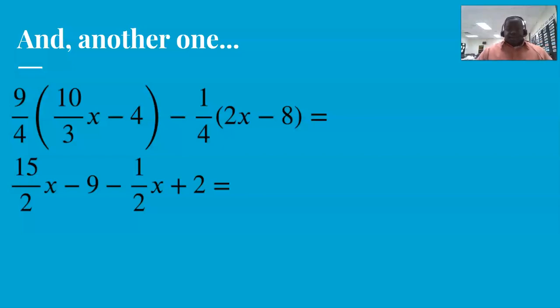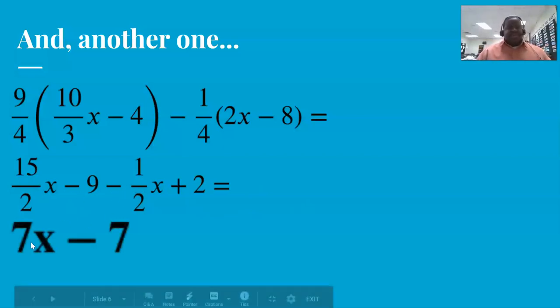Here again, I want to point out, be careful about your signs. Be careful about these fractions, because when I looked at this, the key that I had set up had this second step incorrect. And I caught that one before the recording, but you notice on the previous problem, I had missed one. So make sure that you're very careful. Now, 15 over 2x minus 1/2 x is going to be 14 over 2, which is 7. Negative 9 plus 2 is going to give you negative 7. So the answer here is 7x minus 7.